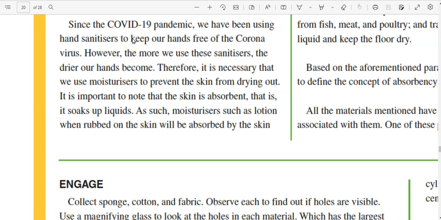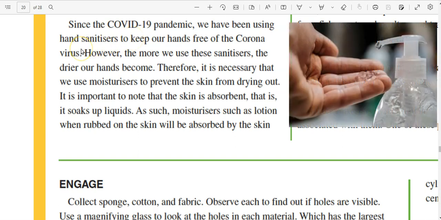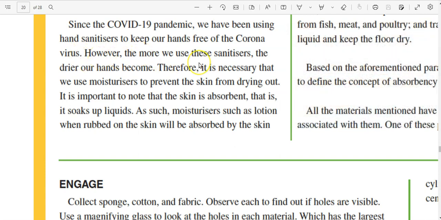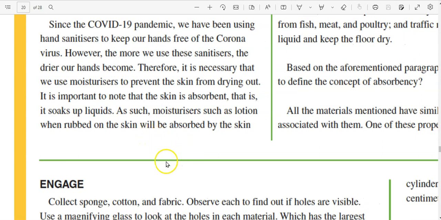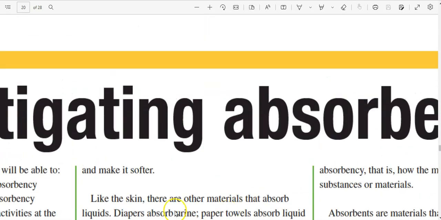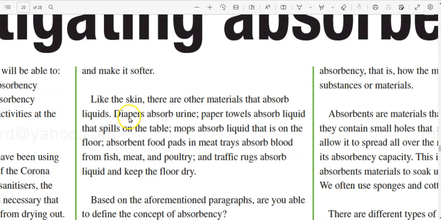Since the COVID-19 pandemic, we have been using hand sanitizers to keep our hands free of coronavirus. However, the more we use these sanitizers, the drier our hands become. Therefore, it is necessary that we use moisturizers to prevent the skin from drying out. It is important to note that the skin is absorbent, that is, it soaks up liquids. As such, moisturizers such as lotion, when rubbed on the skin, will be absorbed by the skin and make it softer. Like the skin, there are other materials that absorb liquids.